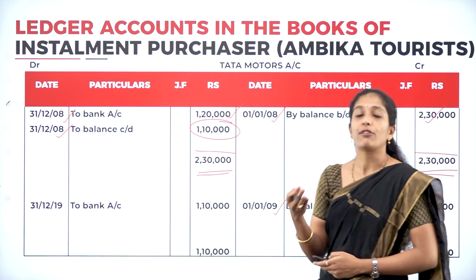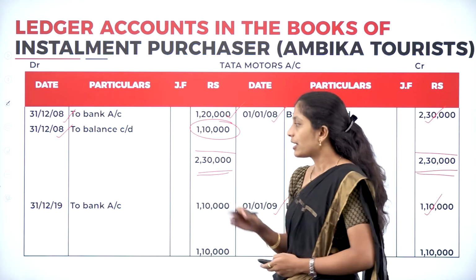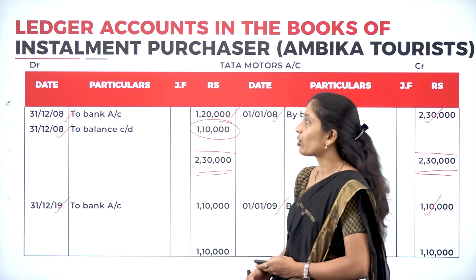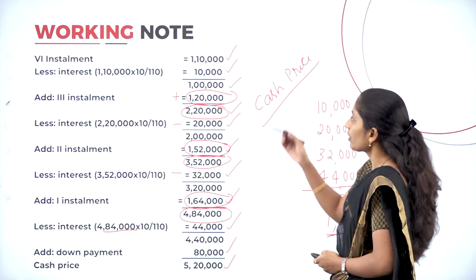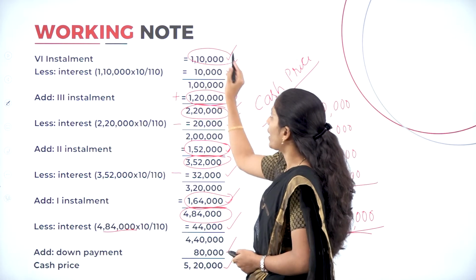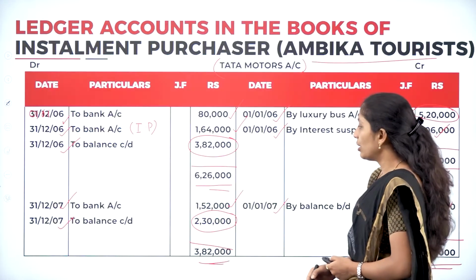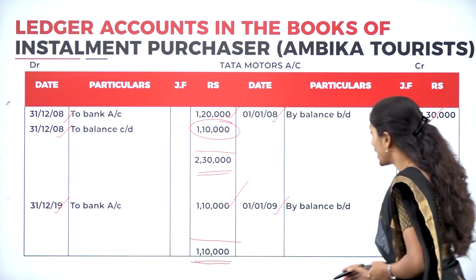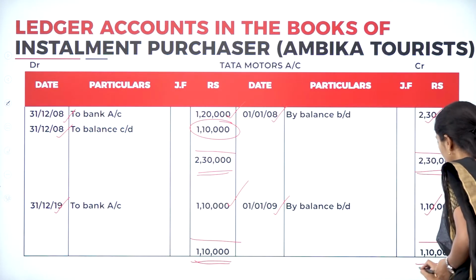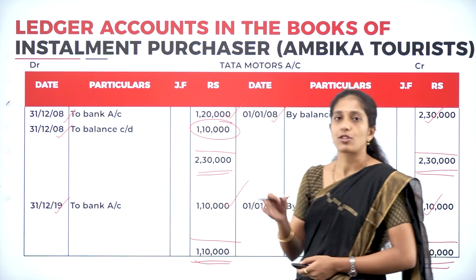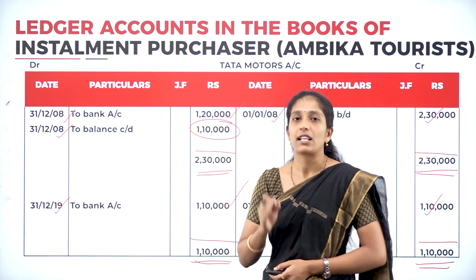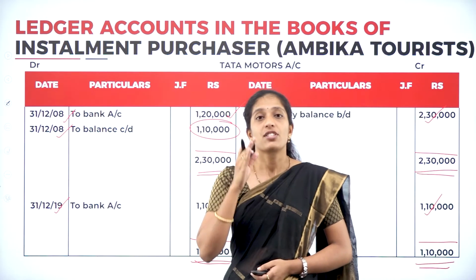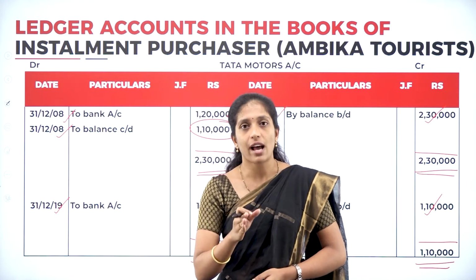Now you have to make the fourth installment payment, right? So 31/12/09 to bank account. Now what is the fourth installment? Fourth installment is 1,10,000. So write that 1,10,000. When you add, you'll get 1,10,000 on both sides. It's nothing but we have made payment. So we are done with the payment in 4 installments. So this is how you are going to prepare journal entries in the books of installment purchaser.